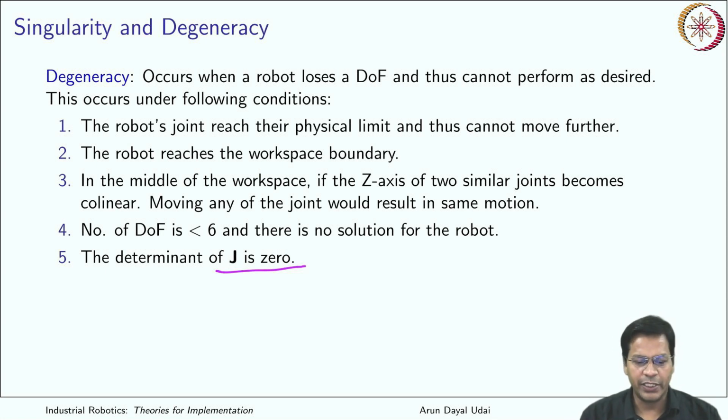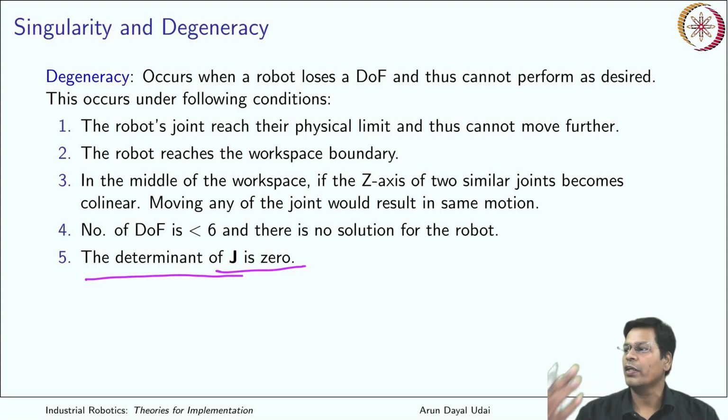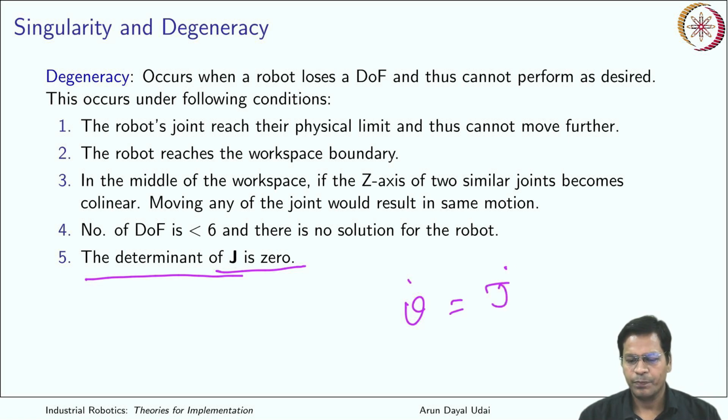The determinant of J is 0. That means it is non-invertible. That is, you cannot obtain joint rates for a given end effector rate. The end effector rate equals Jacobian inverse times theta dot, which you wanted to obtain. Because this is not invertible, you cannot obtain the Jacobian inverse.